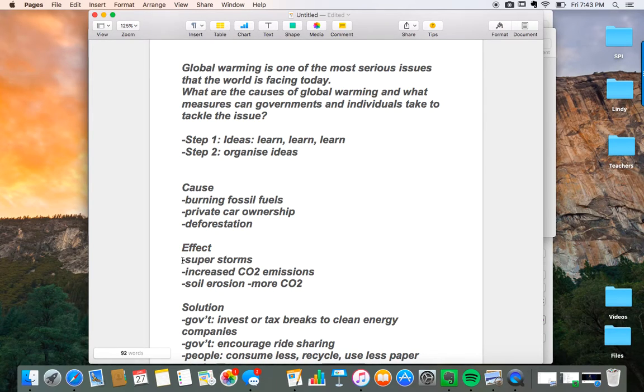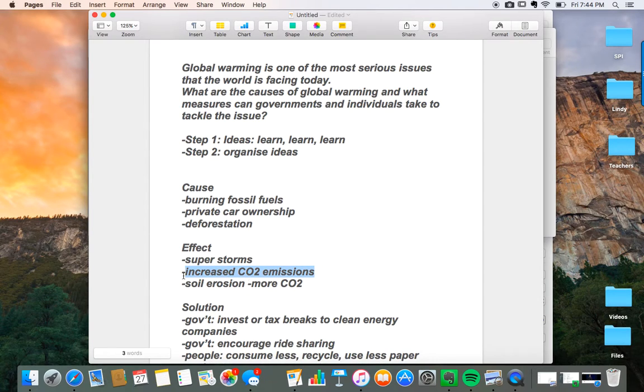So the effect, well, again, if you have taken the time to learn, superstorms, record rainfall in cities, all right? It's not just that the world is getting hotter, but our storms are getting stronger. Typhoons, hurricanes, and even rain is different. And you can link that one nicely to burning fossil fuels, all that extra energy in the air. Private car ownership, quite nicely connected to increased CO2, carbon dioxide emissions.